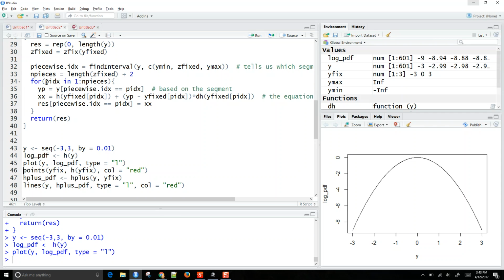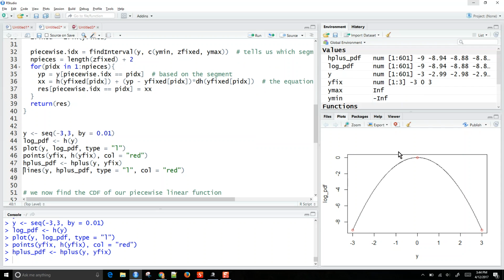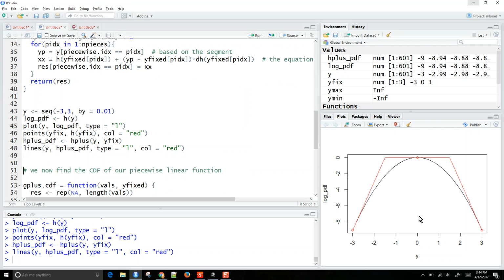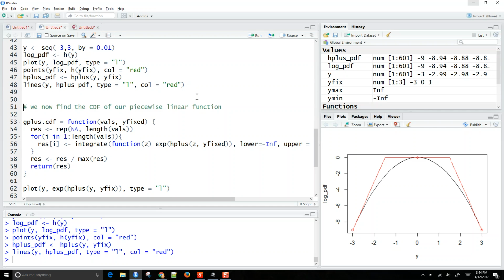Okay, and now I'm going to add where my fixed points are. I'm going to choose -3, 0, and 3. Okay, and we find the tangent lines for this. The equations of the tangent lines are found using the function h plus here, and if I plot those, this is my envelope function from -3 to 3. Okay, so we're going to use the piecewise linear to propose values, and then we can update this to adapt our proposals.